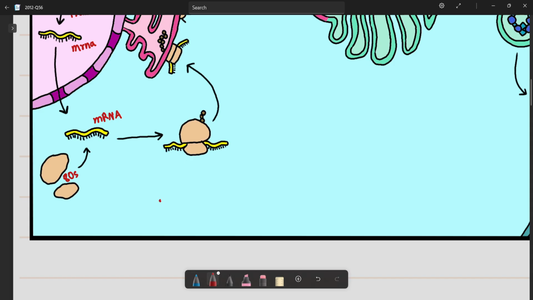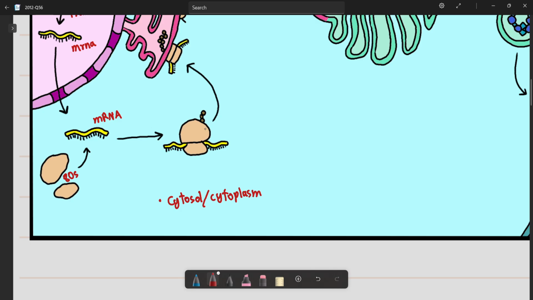This region is the cytosol, or you can say cytoplasm. You can name it either. Cytoplasm basically contains the fluid part and the organelles together, but cytosol is more specifically only the liquid part, the fluid part of the cell.